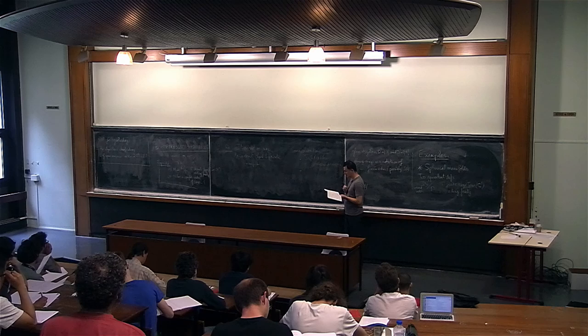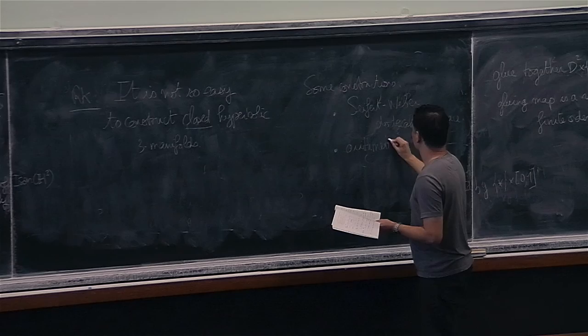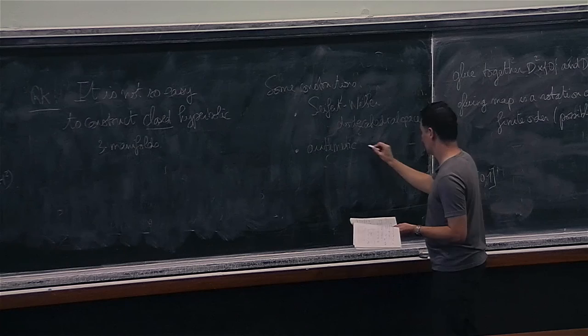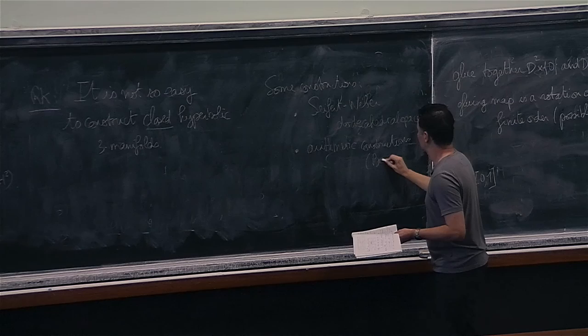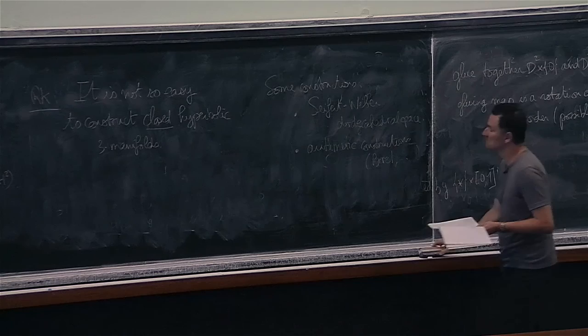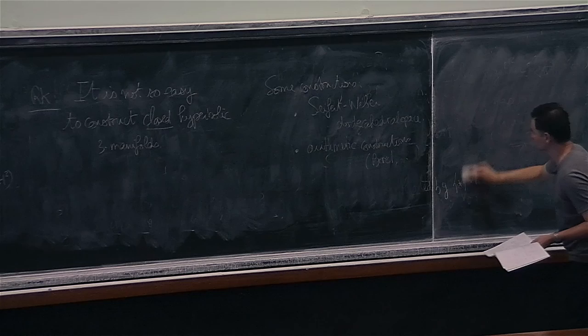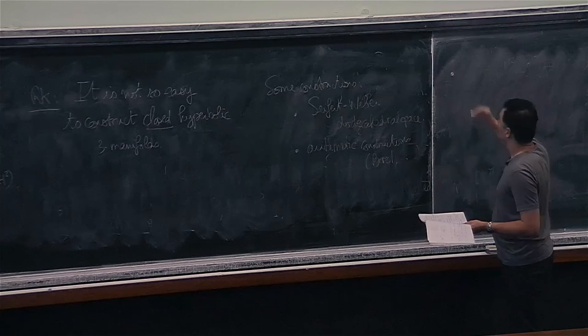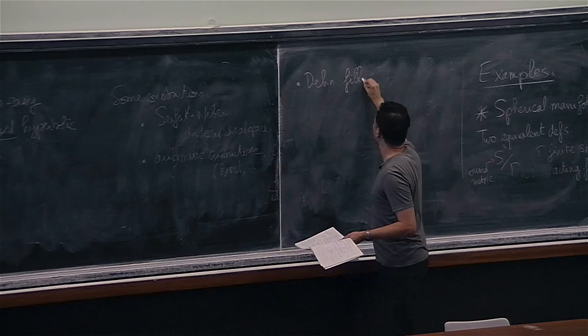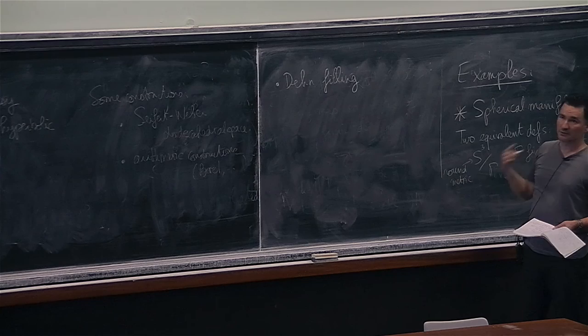Then I must at least mention another source of examples, which are arithmetic constructions. The first one was in a paper by Armand Borel, and there are others. And then there are other methods. There is one which is called Dehn filling, but the type of Dehn filling that you have to do in order to produce hyperbolic manifolds was really invented by William Thurston.